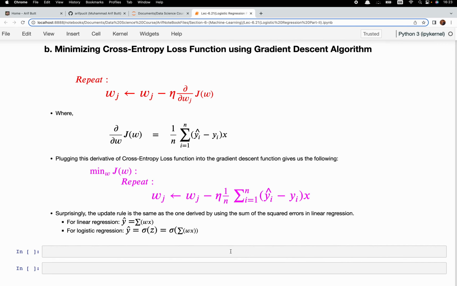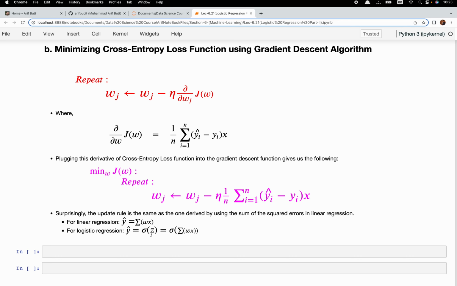My dear students, now if you compare this update equation with what we did in gradient descent for linear regression, you will be surprised to realize that this update equation is almost the same. The only difference is the way we compute this y hat. For linear regression, it is the dot product of coefficients and feature vector, while for logistic regression, it is sigmoid of z.